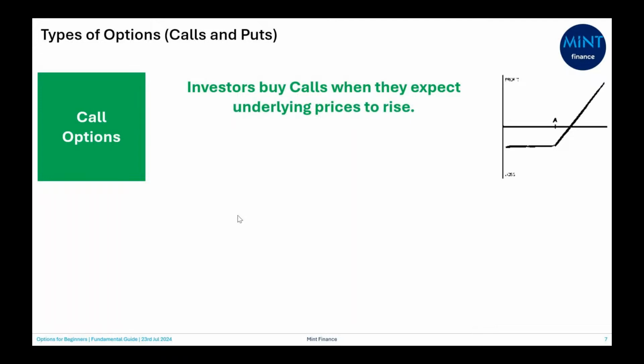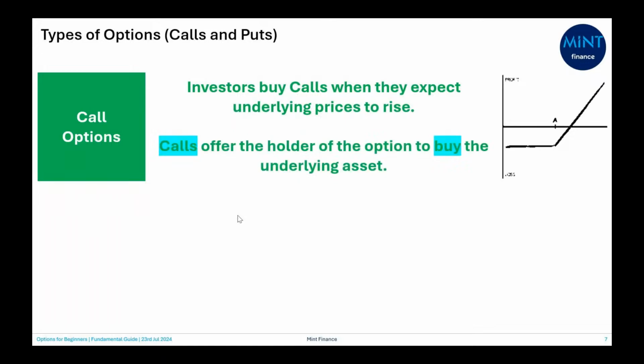And why would they buy? Because they expect NVIDIA prices to keep rising. And when it rises, the value of the call option contract increases. And that's how they stand to gain. So that's when investors buy calls, and it gives the holder the option to buy the underlying asset at a future point in time at a strike price. As you can see in the payoff chart, that's the payoff for a call option, which allows the holder to buy at strike point A.